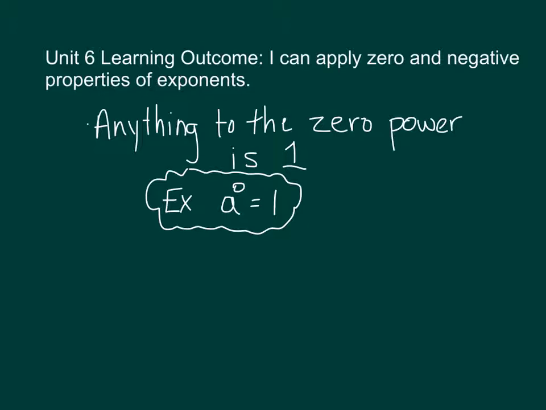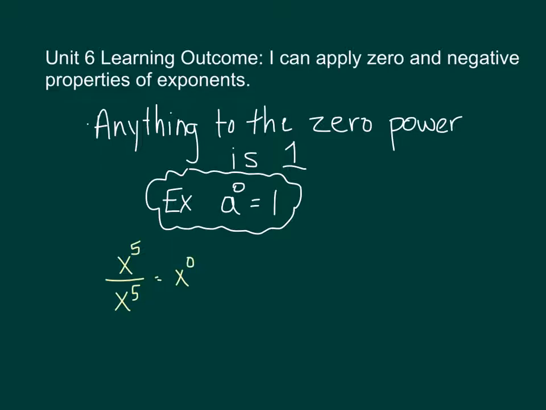Okay, well, why does this work? Well, let's take a look. So if we have x to the 5th over x to the 5th. Well, if you remember from our quotient rule, that's subtraction. 5 minus 5 is x to the 0.